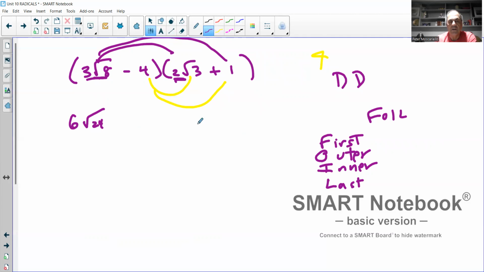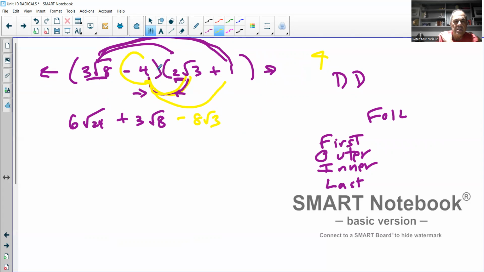Then the O is outer. You do the 2 to the outside. Which one's on the outside? 3 root 8 times 1, which is just 3 root 8. Then I do the inner, the ones on the inside. Well, the inside is this times this, the yellow ones. This here. So negative 4 times 2 root 3 is negative 8 root 3. And L for last, you do the last term in each parentheses. This one, this one. Negative 4 times 1 is negative 4.